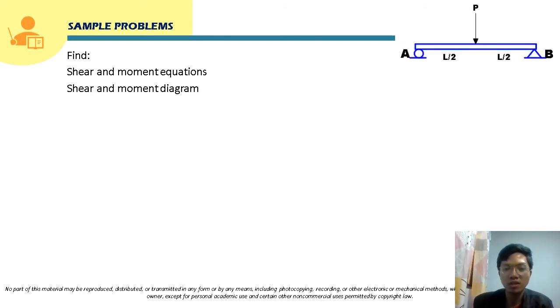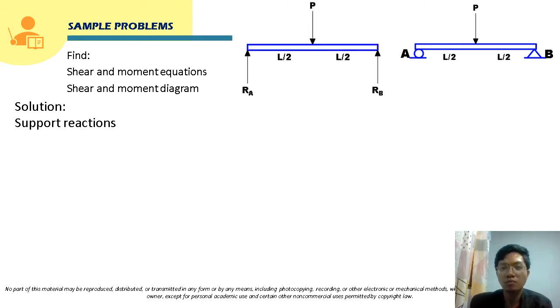Okay, so to solve this, we are going to start with the computation of the support reactions. Drawing the free body diagram of the beam, this will be the free body diagram. For this roller support, there will be a reaction here. And for the hinge here, there will be a reaction here. So class, to solve for these reactions, now we can take moment at B.